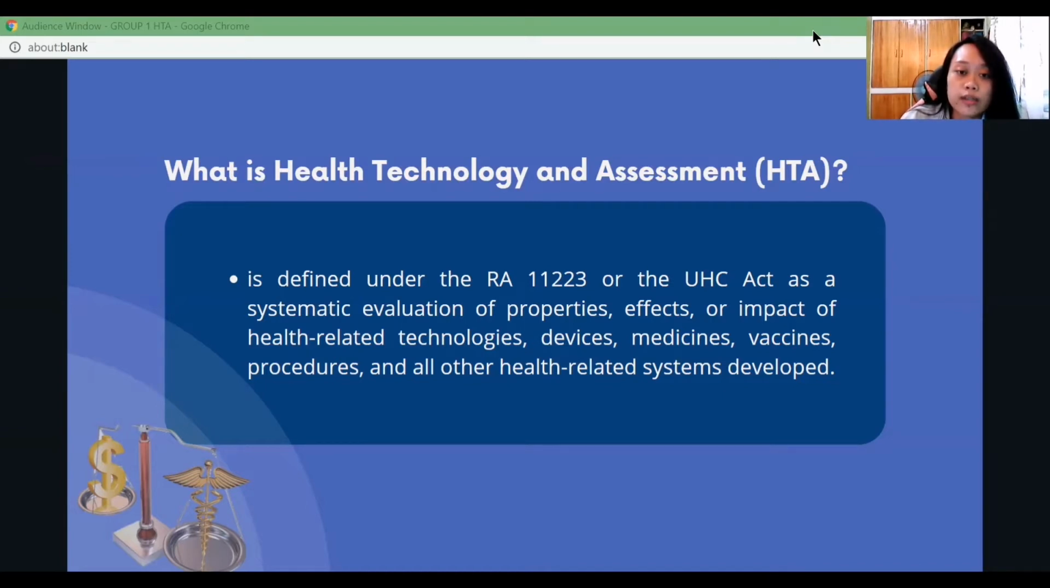Regarding your UHC or Universal Healthcare Act, it mandates the institutionalization of HTA as a fair and transparent priority setting mechanism that shall be recommendatory to DOH and PhilHealth for the development of policies, programs, and regulations.